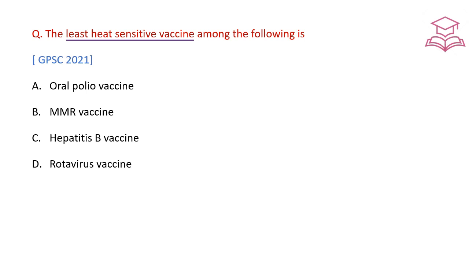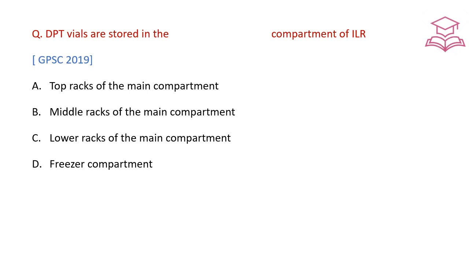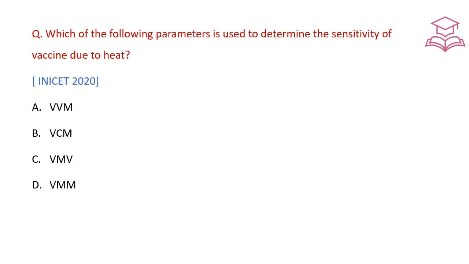So, the least heat sensitive vaccine among the following is. The answer is hepatitis B vaccine. So, it is the most freeze sensitive vaccine and least heat sensitive vaccine. DPT vials are stored in the dash compartment of ILR. So, we saw the ILR in the previous slide and it was stored in the middle rack of the main compartment. Which of the following parameters is used to determine the sensitivity of vaccine due to heat?